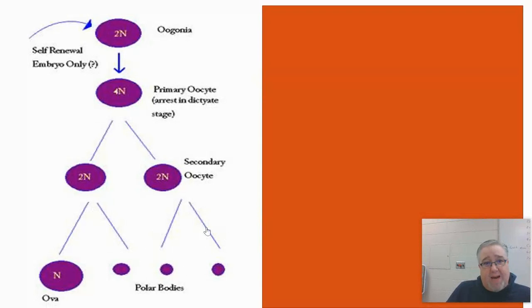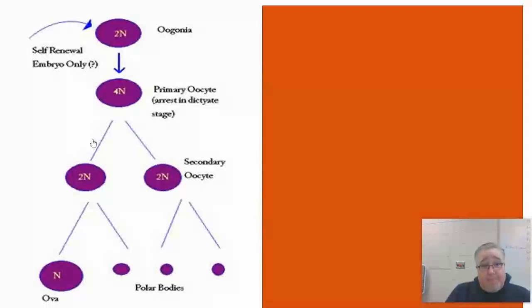Now, it looks kind of bizarre here at the end. We'll come back to that. So there's some terminology here. This is called an oogonia. Don't worry so much about that. But once it replicates, all that DNA replicates, we call it a primary oocyte. That's the name for it.